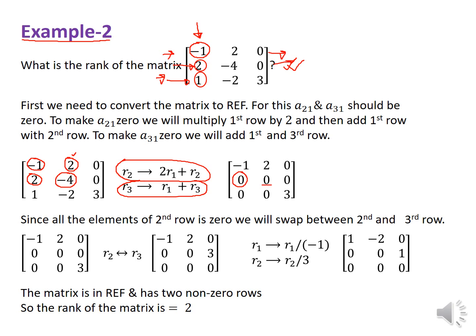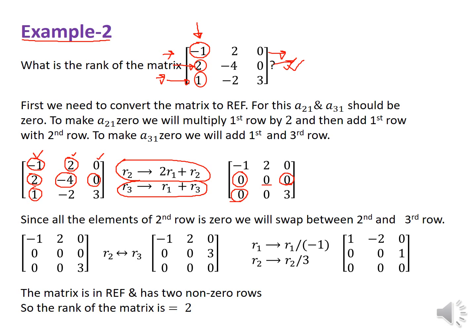Now if we multiply the third element of the first row by 2, we will get 0, and the third element of the second row is also 0. If we add them, we will get 0 as the new third element of the second row. Now the first element of the first row is negative 1, and the first element of the third row is positive 1. If we add them, we will get 0 as the first element of the third row.